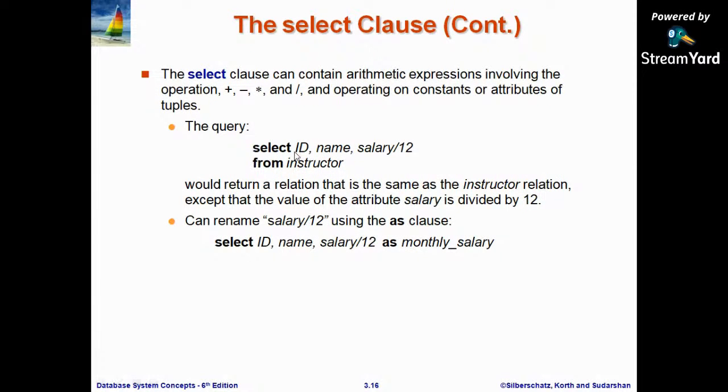In this select command, you have to give the attributes. Along with the attributes, you can directly use an expression. In the expression, you can use plus, minus, star or division. Say, for example, you would like to display ID, name and salary divided by 12. So automatically you will get 3 attributes and salary is going to be divided by 12.